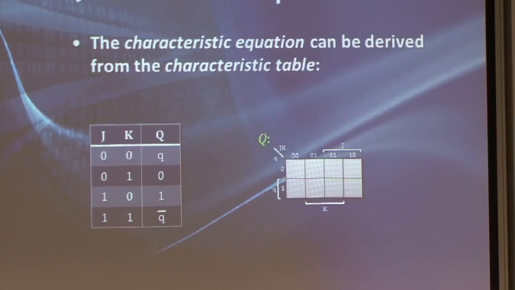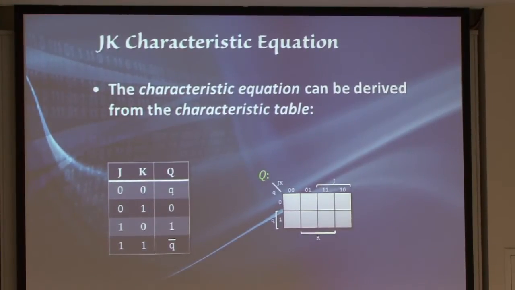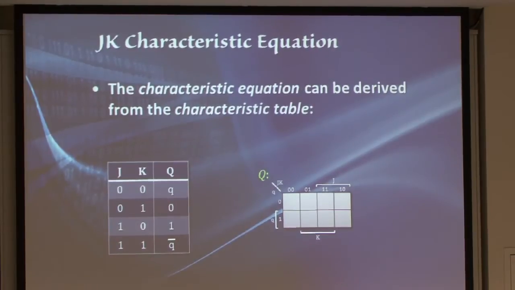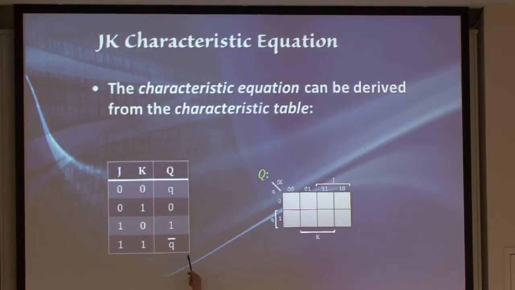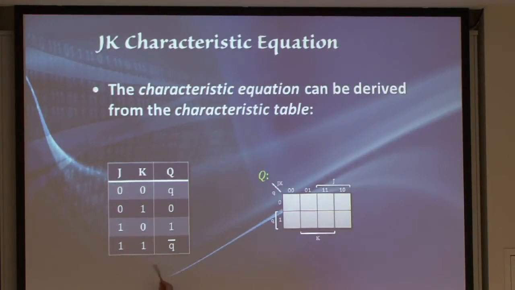Now, from the characteristic table, we can derive the characteristic equation, something that will say the next state of Q, or large Q, is some function of the inputs J and K, and the current state small q. So to do this, we'll use a Karnaugh map. Now, this table here is a truth table, but it's an abbreviated version of a truth table. Instead of adding the third input, which is the current state, I used it in the column of the output. I could have just as well had a truth table with 8 different rows, and for each one of those 4 combinations, have another combination when the current state is 0 and when the current state is 1. And this is why I will have 8 squares in the Karnaugh map.